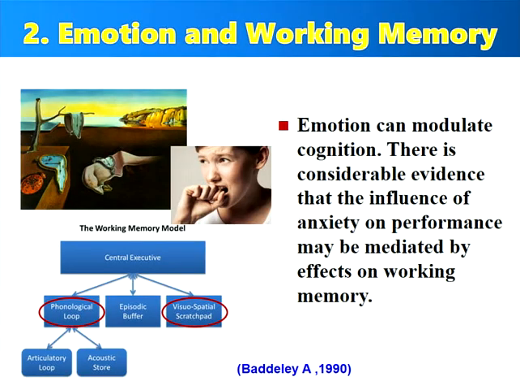Okay, let us move on to the second part, emotion and working memory. As we know, emotion can moderate cognition. There is considerable evidence that the influence of anxiety on performance may be mediated by effects on working memory. From Baddeley's working memory model, we can imagine that it has 2 systems. One is verbal processing, another is spatial processing.